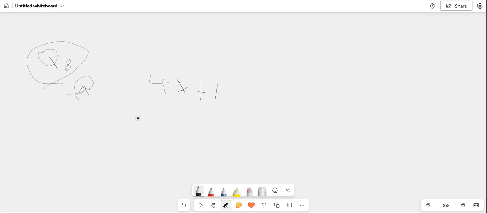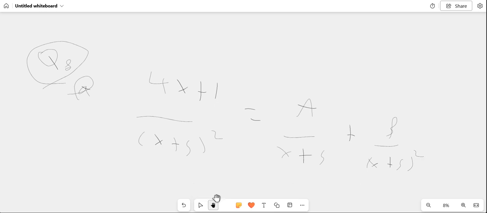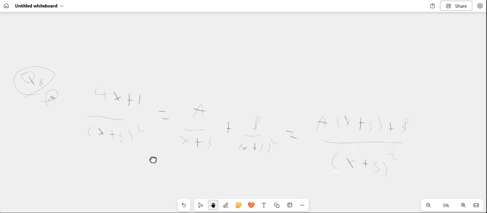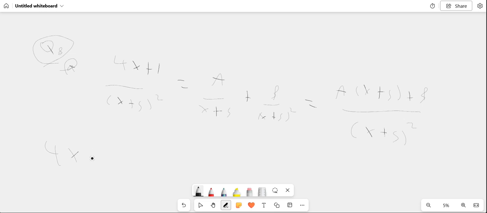Next question, 4x plus 1 over x plus 5 squared. So obviously a over x plus 5 plus b over x plus 5 squared. Then obviously times the left hand side by x plus 5 squared, so that's gonna be a open bracket x plus 5, and then b already has the x plus 5 squared, so it doesn't have to be times by anything, so that's just plus b. All of that over x plus 5 squared, the denominator. And obviously make the top equal to the top. So 4x plus 1 on the left hand side is equal to a open bracket x plus 5 on the right plus b.